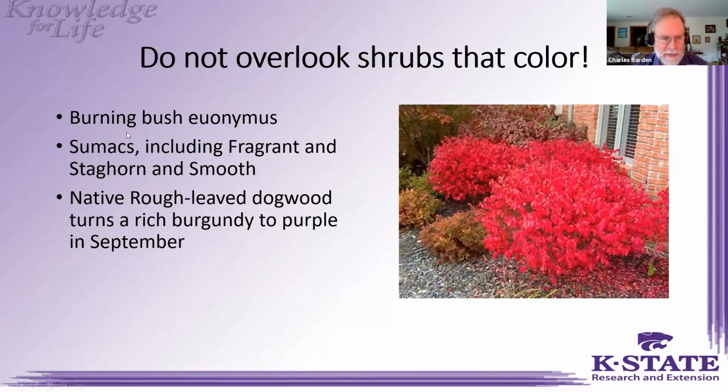Our native sumacs color up very nicely too in the fall, including the fragrant sumac, the small, low-growing sumac, and the taller staghorn and smooth sumac with the long compound leaves will turn bright red, very hot red in the fall. Even our native rough-leaved dogwood is kind of colored up now in the landscape, turns a rich burgundy to purple in mid to late September. Quite often it's underappreciated because the other trees, shrubs out there haven't started to color yet, so people haven't noticed it. But the rough-leaved dogwood turns a nice purple in mid to late September here in Kansas.